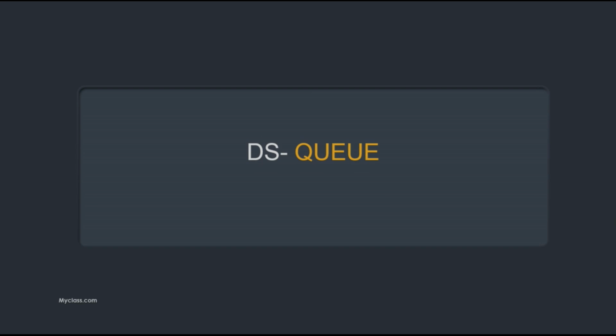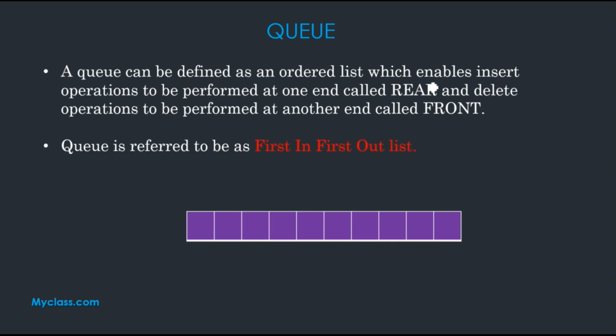Dear students, our next new data structure is the queue. As the name indicates, it's just handled like a normal queue in our daily life. A queue can be defined as an ordered list which enables insert operations to be performed at one end called rear and the delete operations to be performed at another end called front.